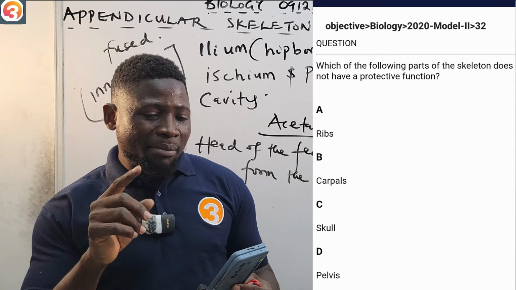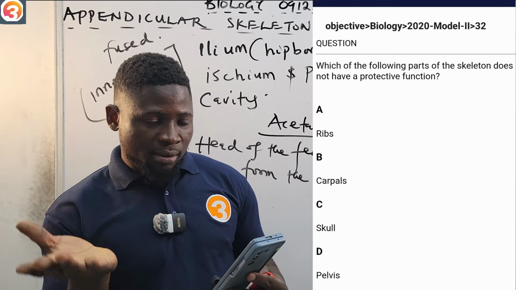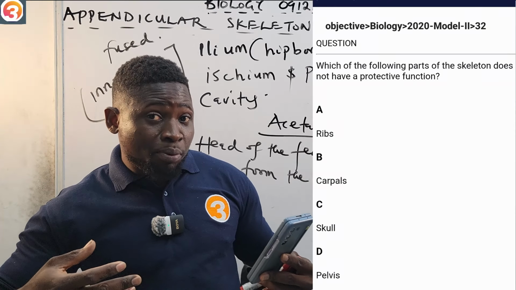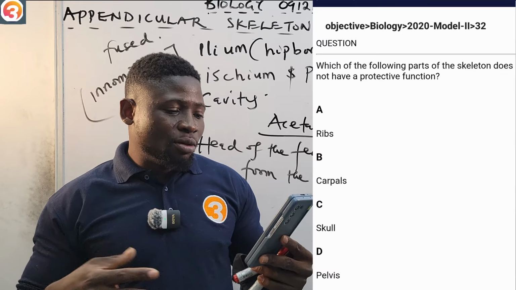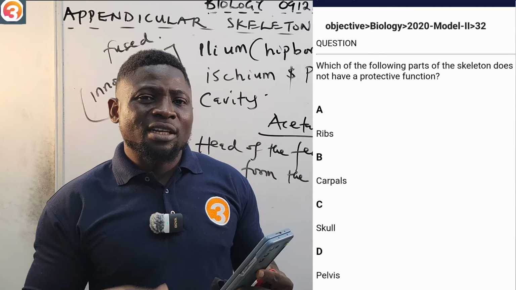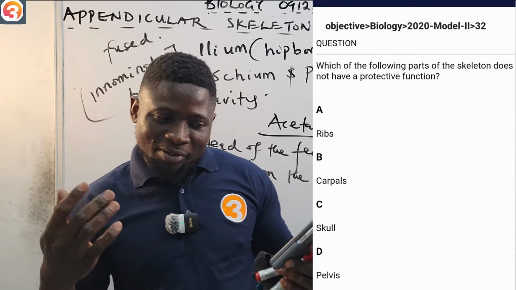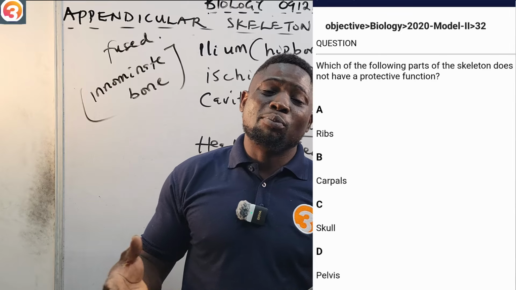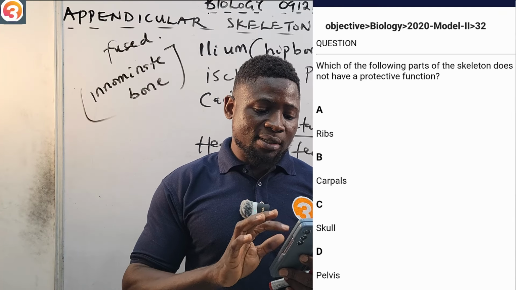So tell me the right answer in the comment section. Does the skull have a protective function? Does it protect anything? The pelvis, does it protect anything? We say the pelvis protects our abdominal region. So which of them does not have one? The carpals, where are the carpals found? You should know whether the carpals have a protective function or not. So pick the correct answer and put it in the comment section.